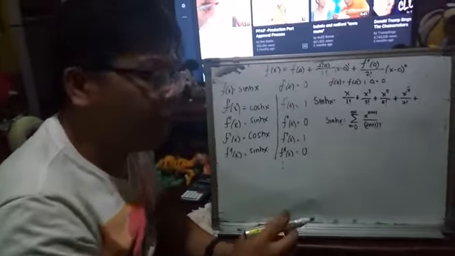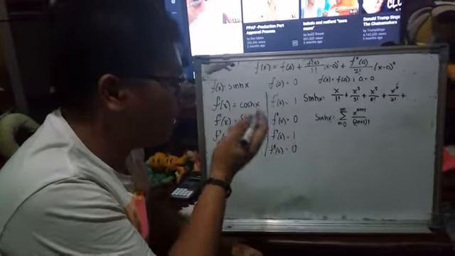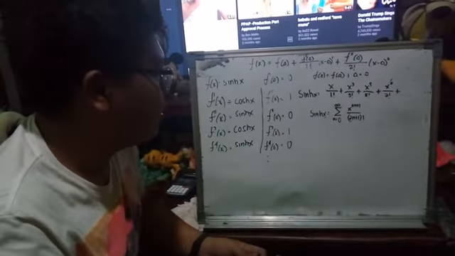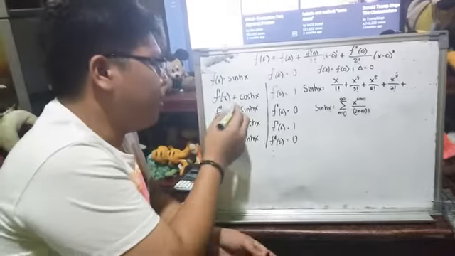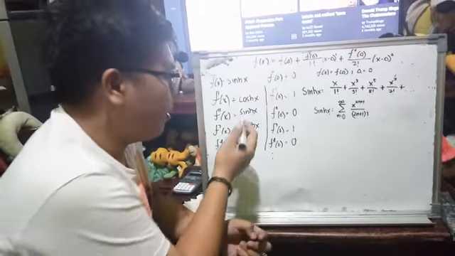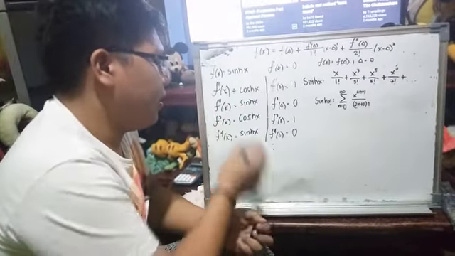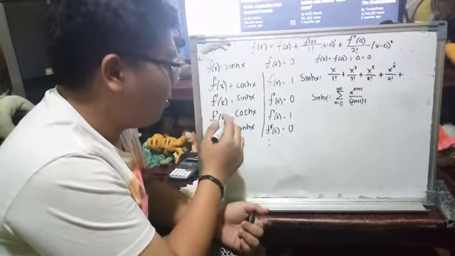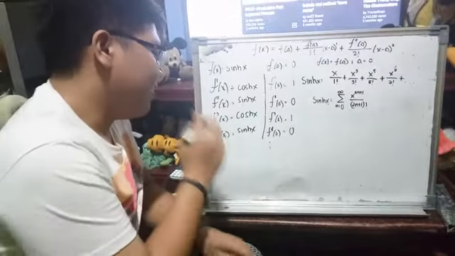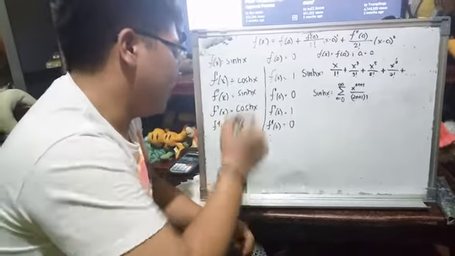The first derivative of it is cosh x, or the hyperbolic cosine x. And if you derive this again, it will come up with the hyperbolic sine x, and if you derive it again, it will come up with hyperbolic cosine x, and if you derive it again, it will come up with the hyperbolic sine x.